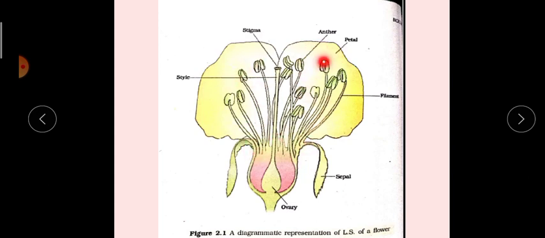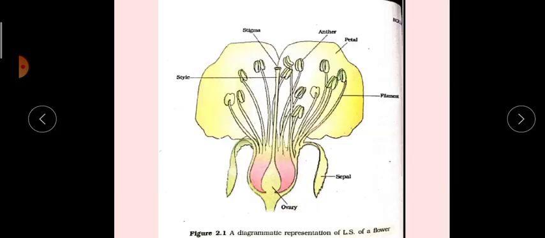So the androecium has many other parts. You see, this is the anther, the topmost part, and this long stalk is called the filament. Understood? Similarly in the gynoecium, the topmost part is called the stigma. This long stem is called the style, and this is the ovary. This is the most important part of the female reproductive part of the flower. It is the ovary.